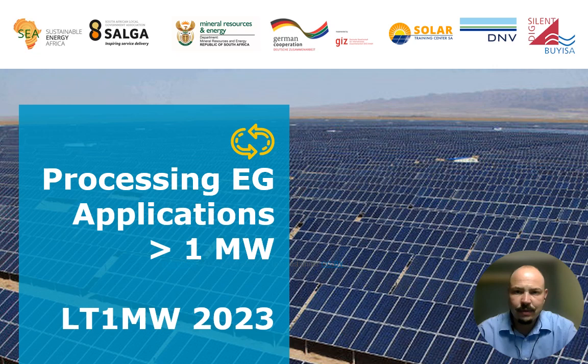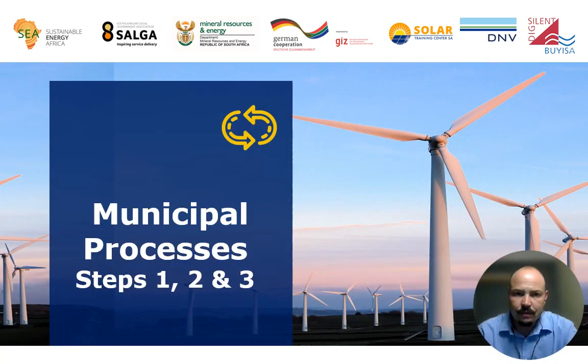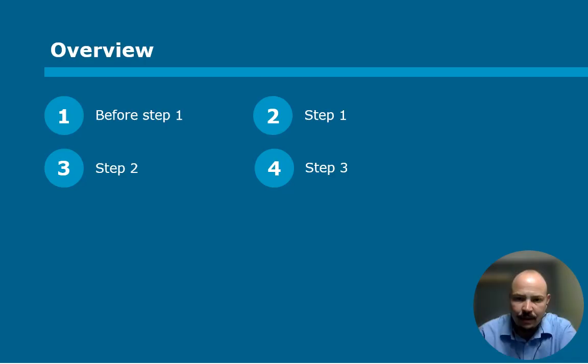In this video we will start to look in more detail at the municipal processes in section 2. We will specifically look at steps 1, 2 and 3, from application up to budget quote being issued. So I'm adding something new now, before step 1, just a few comments, and then we will look at each of the steps. Of course, we do still end with a summary.